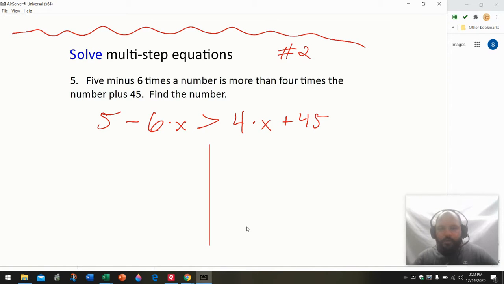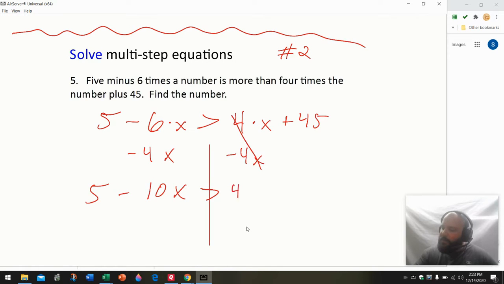And so I'm going to draw my line. I'm going to look at the left-hand side and see if there's anything to combine. In this case, there is not. I'm going to look at the right-hand side and see if there's anything to combine. There is not. So now we can proceed to move our variables to the left-hand side. So I'm going to subtract 4x. And I end up with 5 minus 10x is greater than 45.